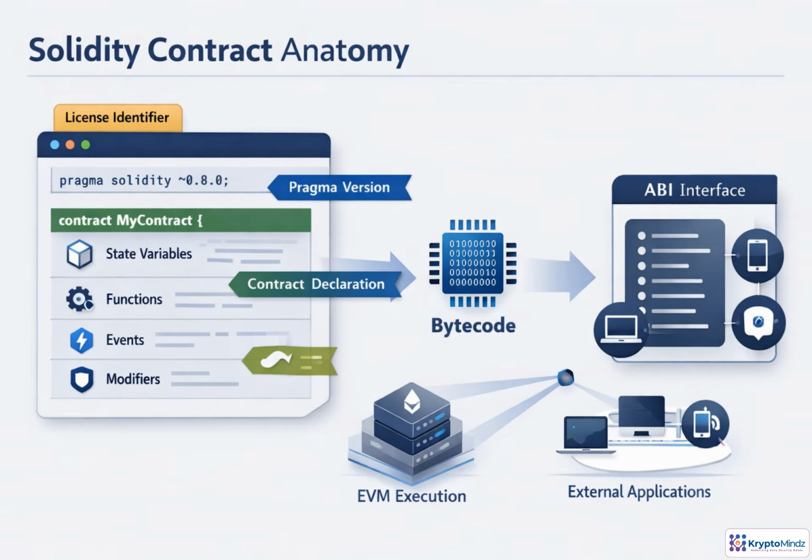At the code level, a Solidity contract works much like a class that lives on the blockchain. The license and pragma set legal and compiler boundaries. The contract declaration wraps the code. State variables store persistent data, functions read or change that data, events announce important activity, and modifiers enforce rules before functions run. After compilation, Solidity becomes EVM bytecode for Besu or other Ethereum clients, while the ABI tells applications how to call it safely.